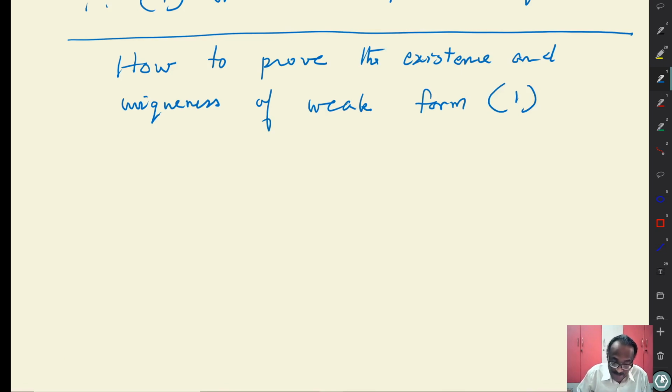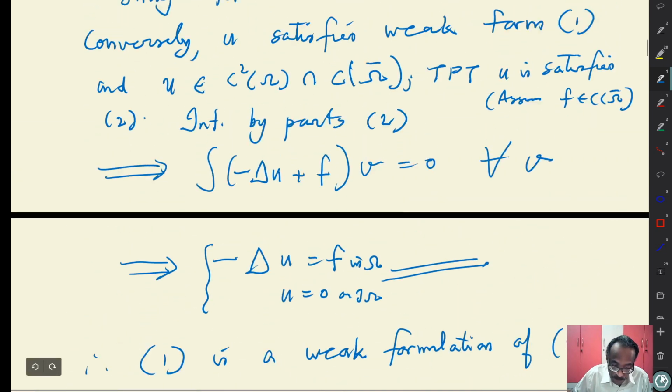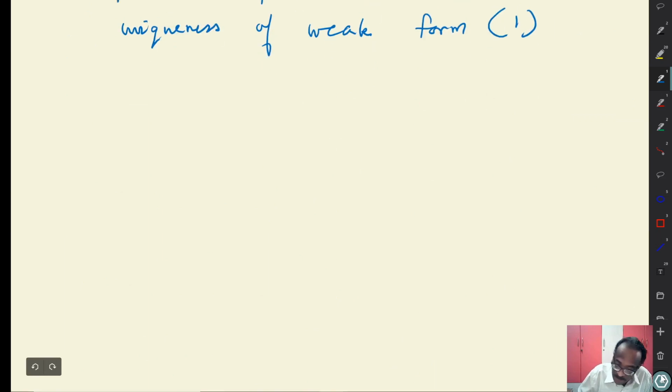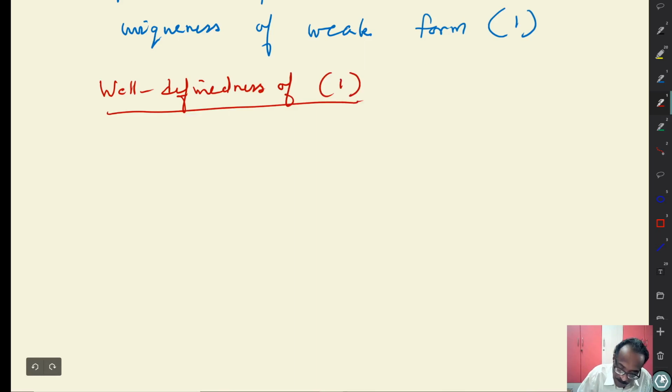First you want to understand the meaning of these terms. So let me use a color. Meaning, that means well-definedness of what? Well-definedness of 1, the weak form. So let me call it here weak form, grad u, grad v. I'm repeatedly writing so that you remember that one.